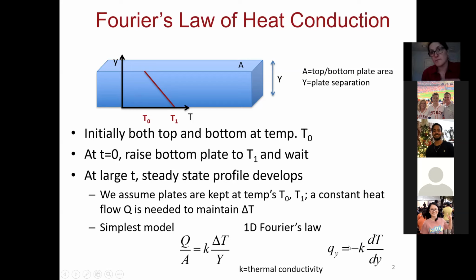Heat always flows from higher to lower temperature, whereas all of the coordinate systems point from lower to higher. So therefore we have a minus here. In the simplest of cases, my Qy, that's my heat flux per area, is minus k dT/dy.